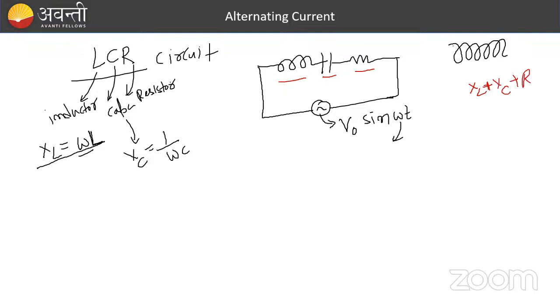XL plus XC plus R, will you write something like this? This will become wrong. So here we move somewhat vectorially. Why we do that, let's forget that because that is not of importance. So how can we write it here? That I'm going to tell you.